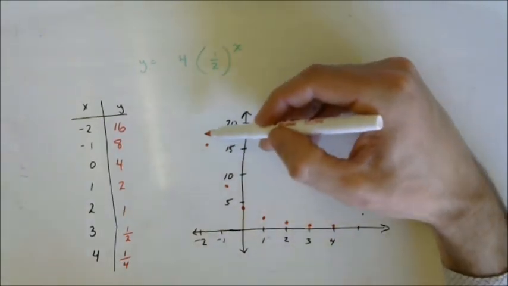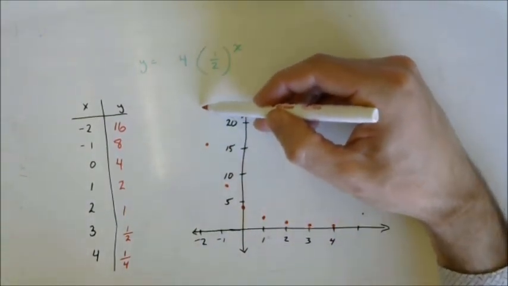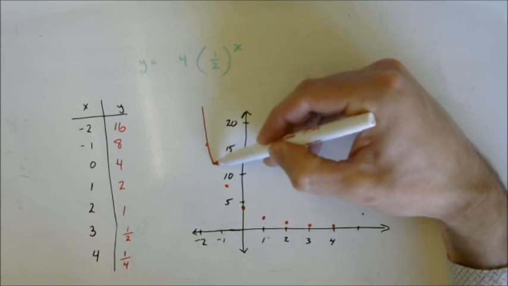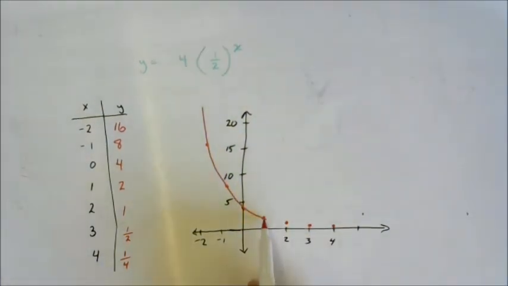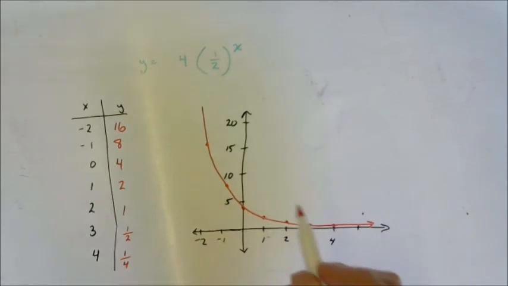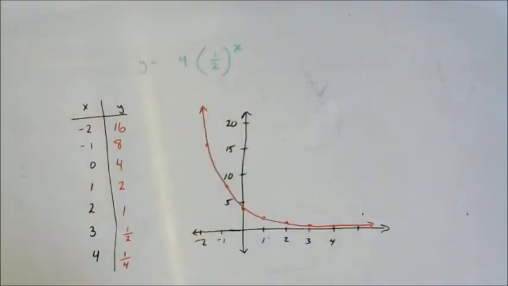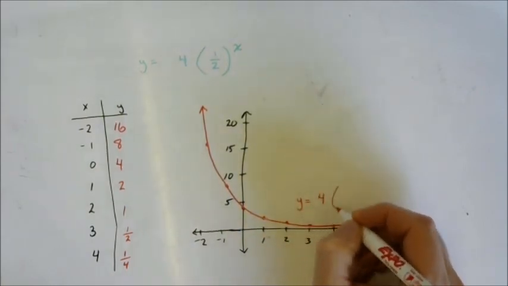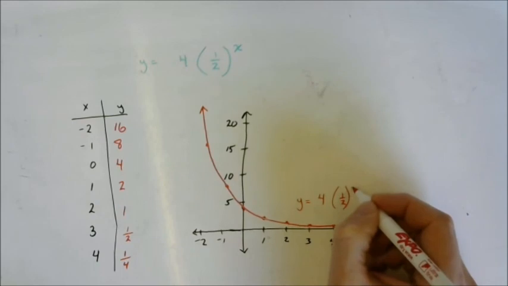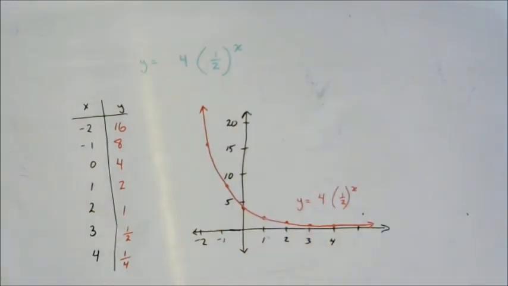Once you have your points drawn, you can draw a smooth curve through those points. And label your graph: y equals 4 times 1/2 to the power of x.